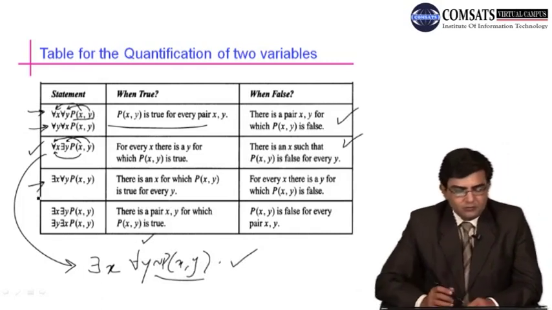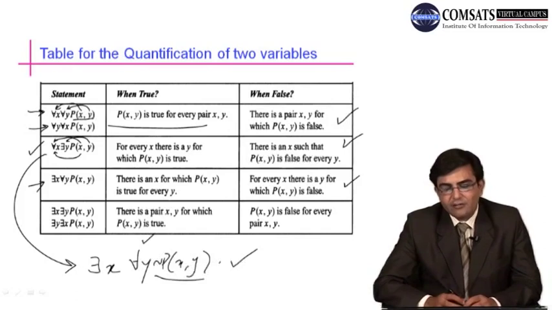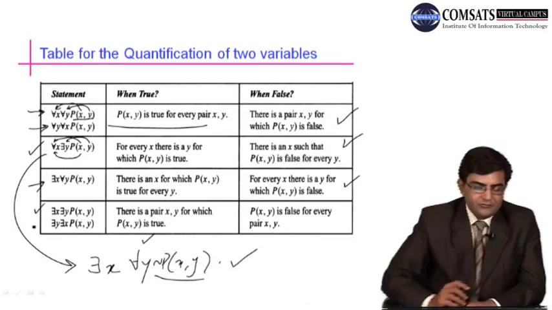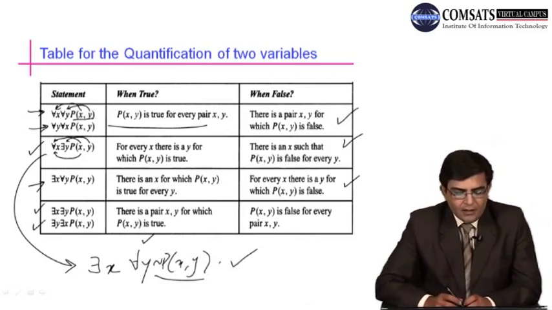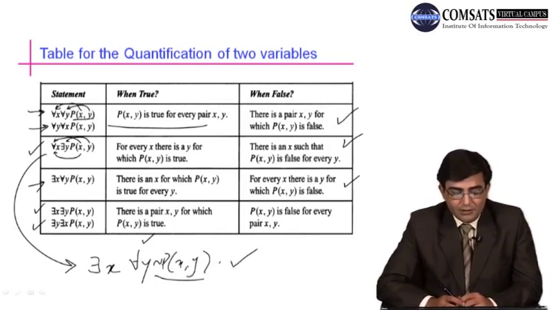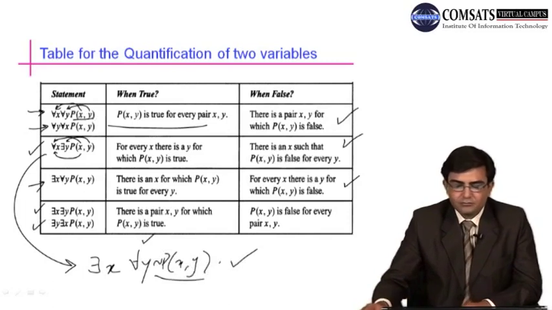This statement, there is an x such that for all y, p of x,y, will be true when there is an x for which p of x,y is true for every y, and it will be false when for every x there is some y for which p of x,y is false. Both of these statements will be true when there is some pair x,y for which p of x,y is true, and false when p of x,y is false for every pair x and y.